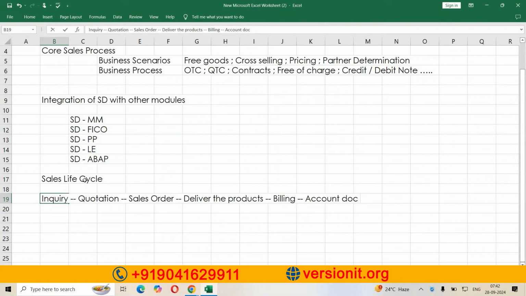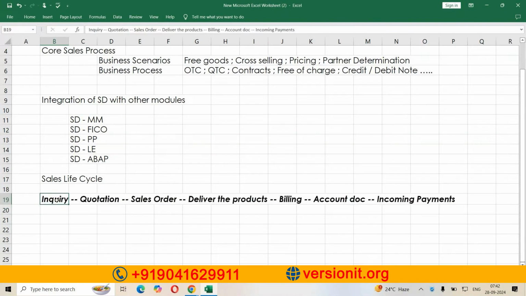So with reference to that accounts document, we go for collection of the payment, which we name it as incoming payments. This is what we are going to be running on SAP application. We work with all these particular steps over here: inquiry, quotation, order, delivery, billing, accounts document, and closing with incoming payments over here.